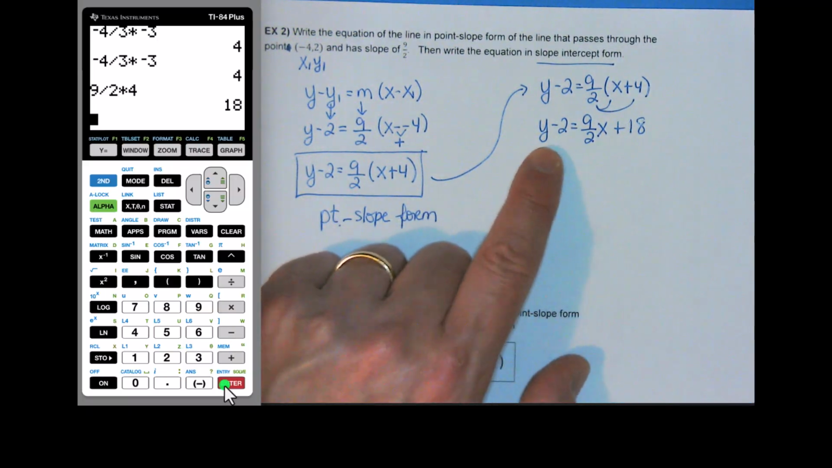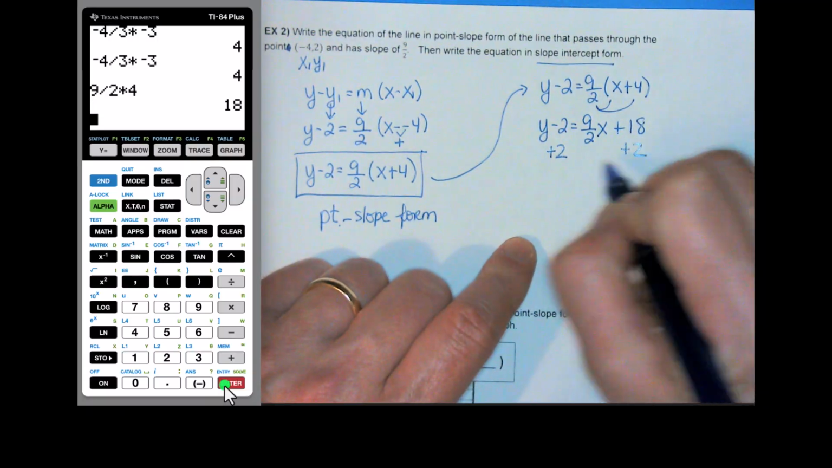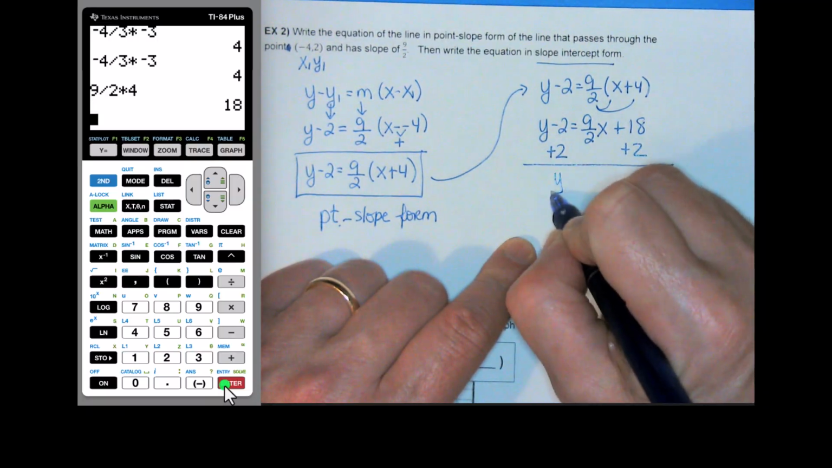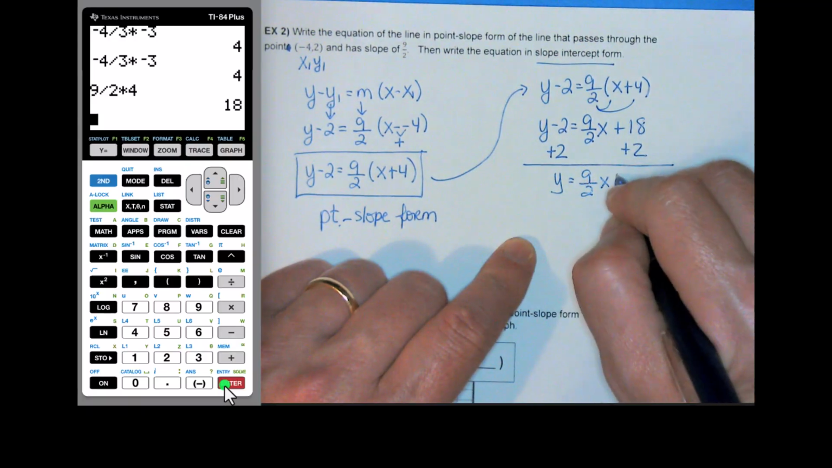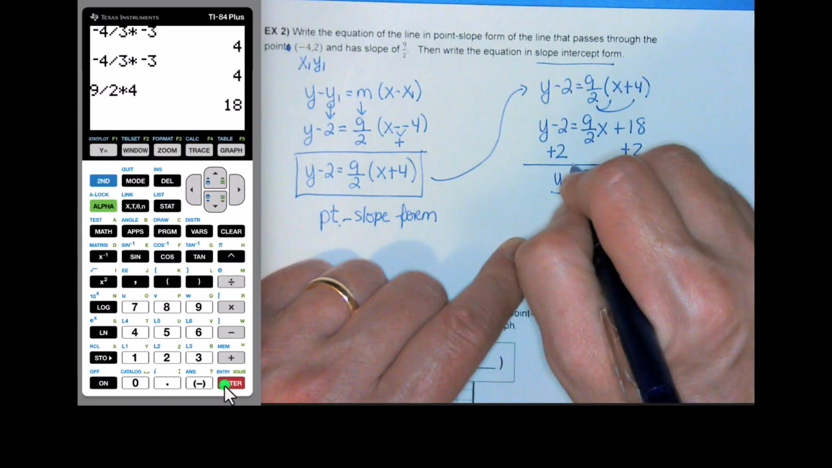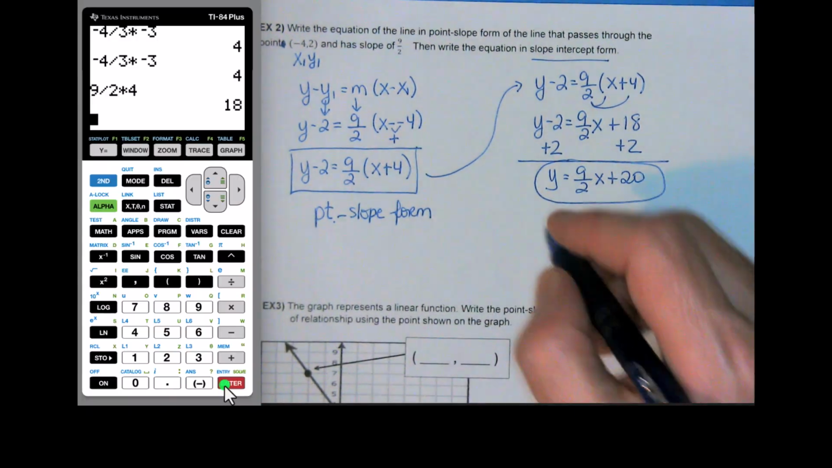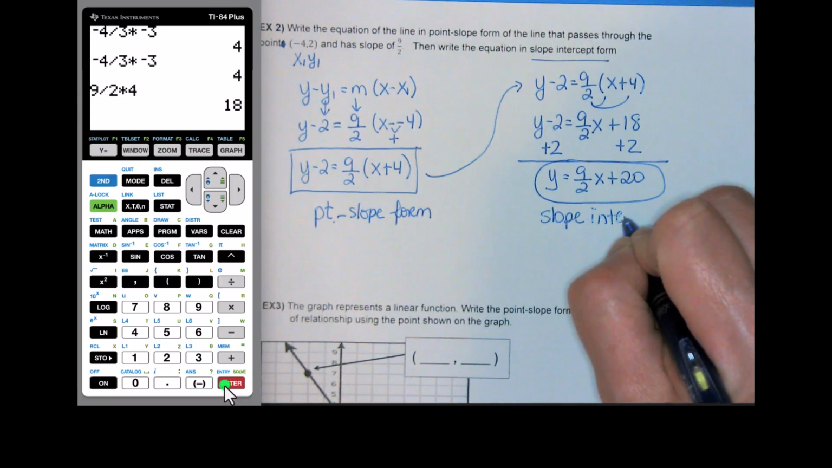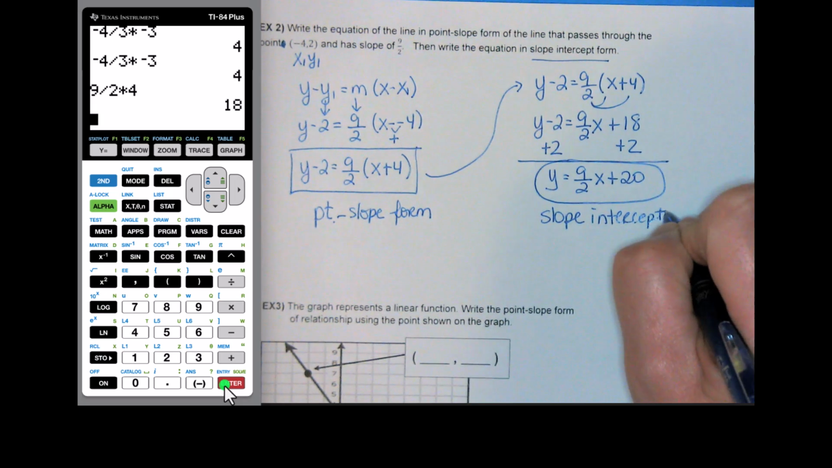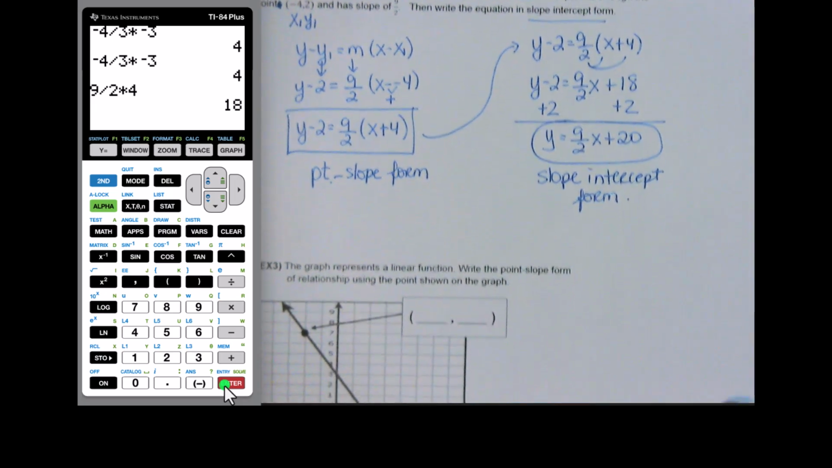Is the y alone yet? No, it's not. We need to cancel the 2, so we're going to add 2 to both sides. y equals 9 over 2 x, 18 plus 2 is 20. So there you go. That's the equation in slope-intercept form. Very good. Let's go on to the next problem.